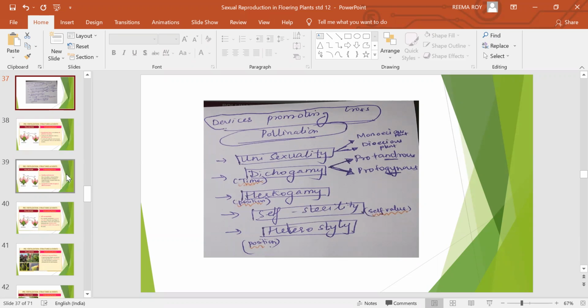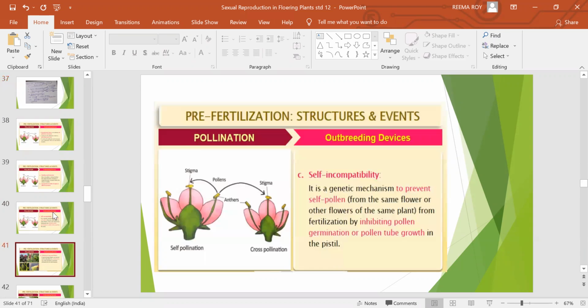Self-sterility. Sterile होना मतलब क्या होता है? Sterile होना मतलब prevent. Okay, it is a mechanism to prevent self-pollen from fertilizing, inhibiting pollen germination. It inhibits pollen germination or pollen tube growth in pistil. Okay, that is called as self-incompatibility, नहीं तो self-sterility.